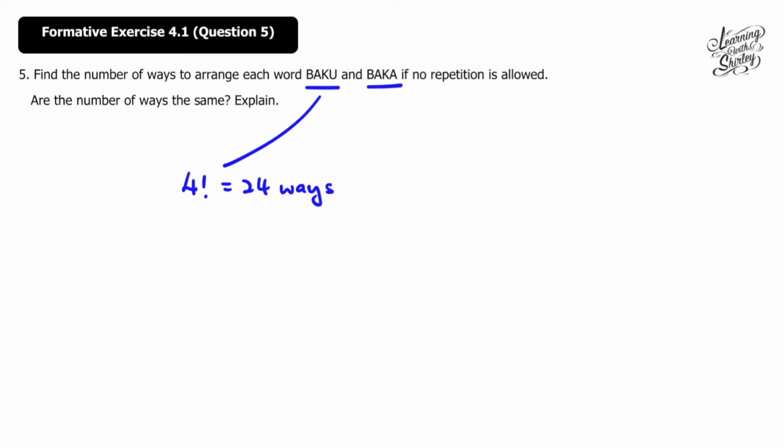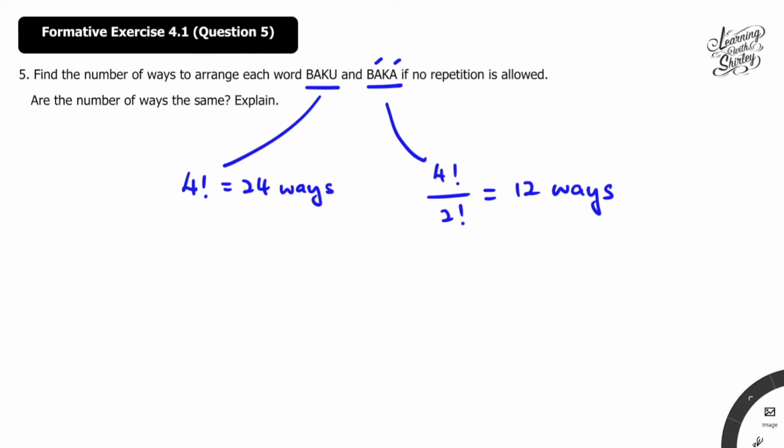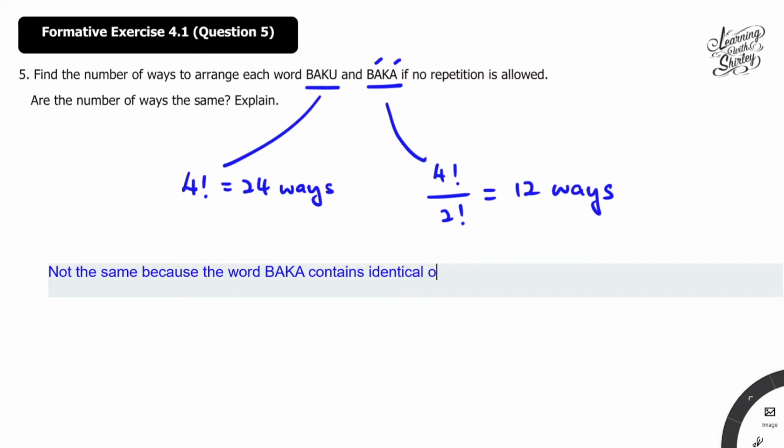Whereas for baka, there's a repetition of the letter A 2 times, which means the number of ways to arrange baka will be 4 factorial over 2 factorial, which equals 12 ways. And then we have to explain in the form of a statement. Not the same because the word baka contains identical objects, which is the letter A. And that's the answer.